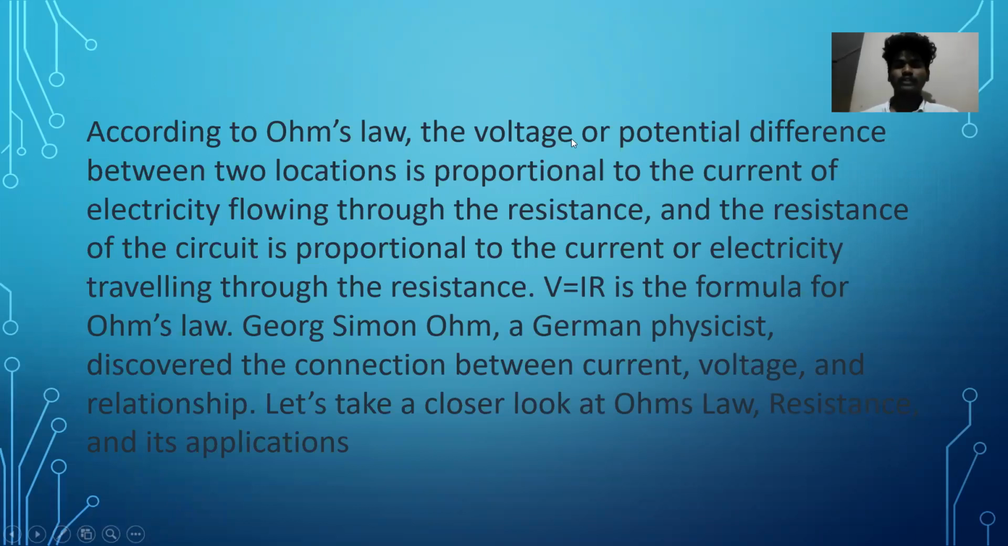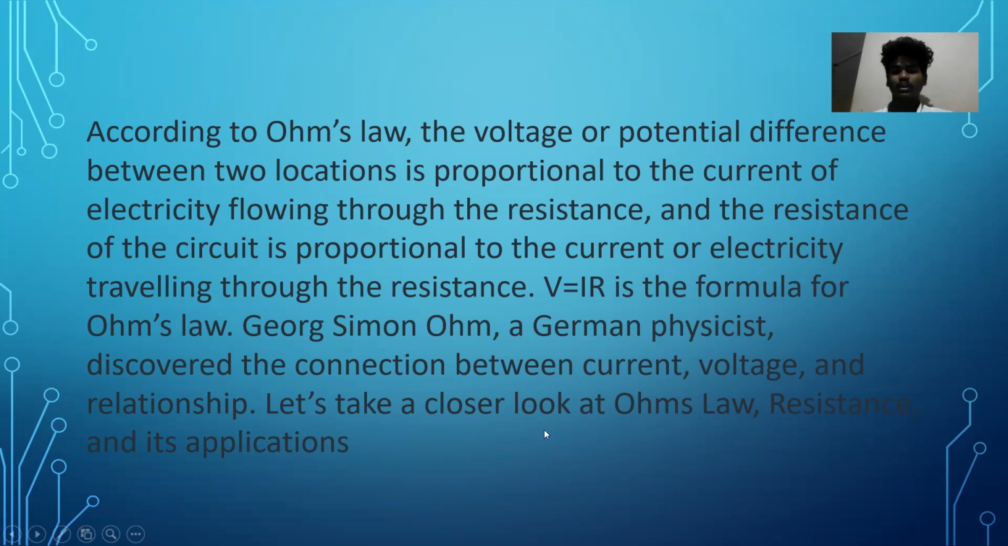According to Ohm's law, the voltage or potential difference between two locations is proportional to the current of electricity flowing through the resistance, and the resistance of the circuit. V equal to IR is the formula for Ohm's law. George Ohm, a German physicist, discovered the relationship between current and voltage.